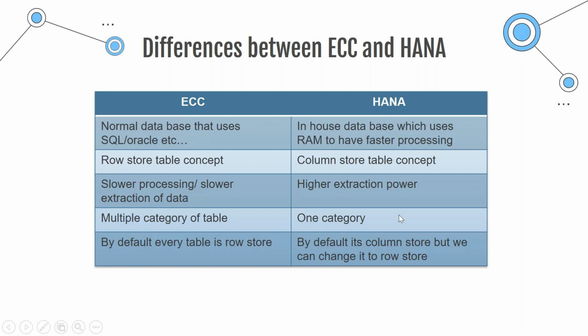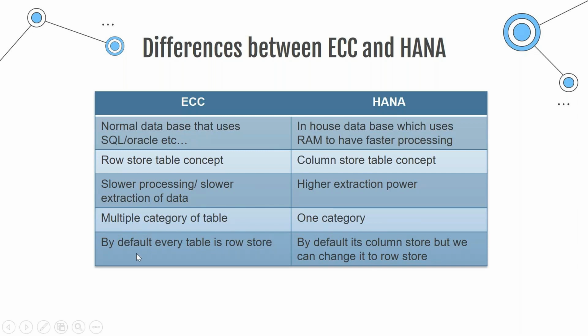It will only have one category, because multiple categories of tables create confusions and also data loads in your ECC systems. That's the reason when SAP upgraded it to S4 or HANA, instead of having these many categories, they meant like, okay, I don't want these many categories. Let's club all these things into one category only. So in HANA, you will only see one category of tables.